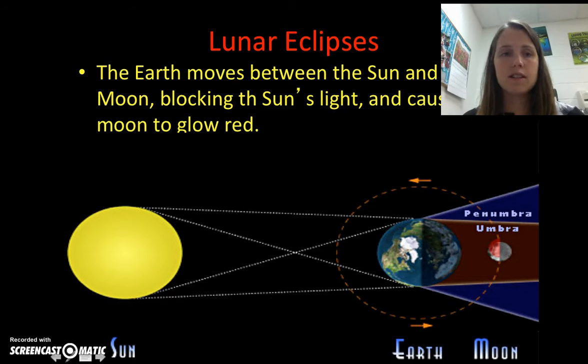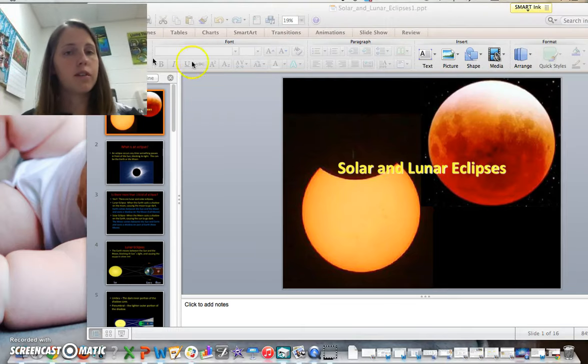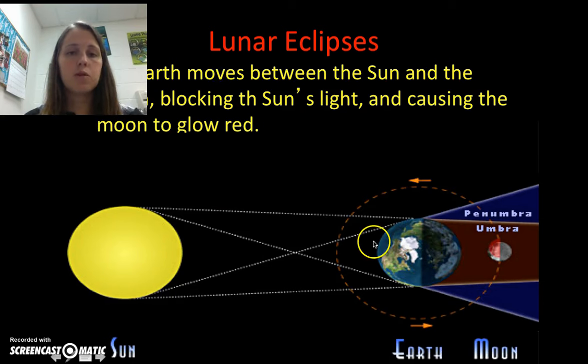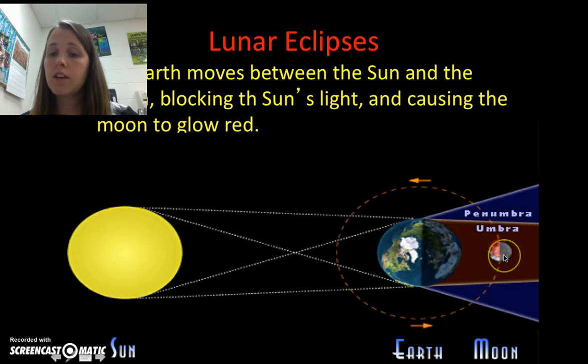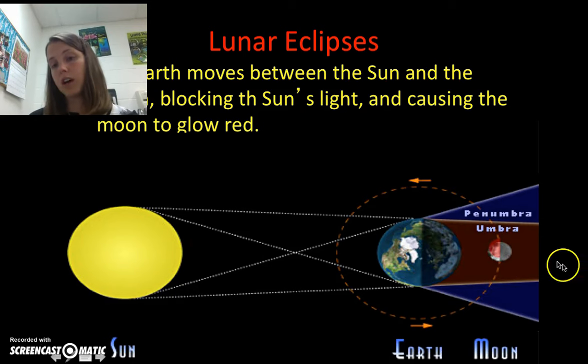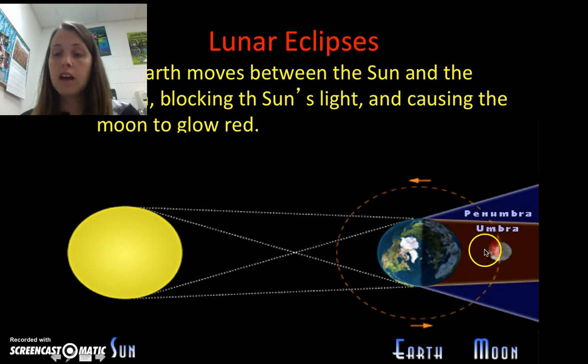All right, lunar eclipses. The Earth moves between the sun and the moon, blocking the sun's light, causing the moon to glow red. So here's the sun, here's the Earth, here's the moon. When that happens, you have all this light coming, and the Earth is in the way. So now none of what should have been the full moon, remember, because whenever the whole side of the moon is facing the sun, it should be a full moon. Whenever the Earth blocks it, you're going to get some shadowing.